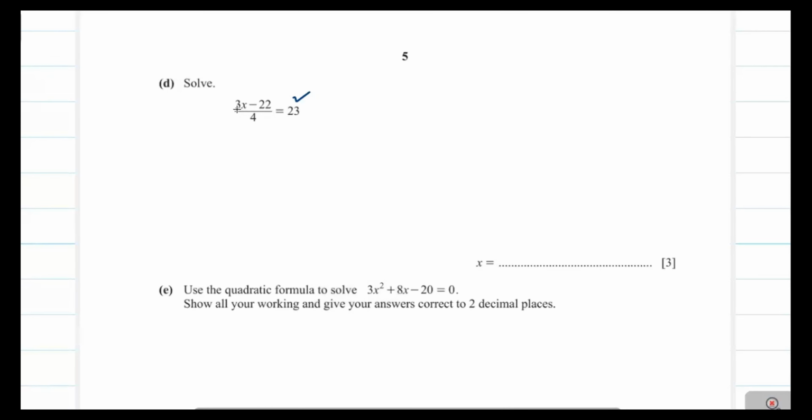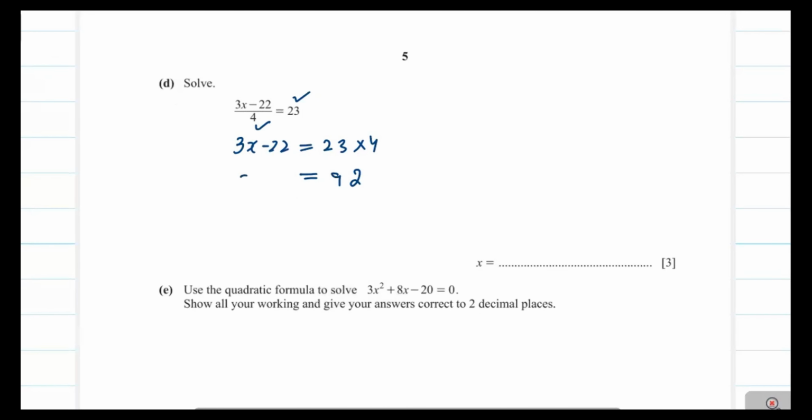Now part D, solve 3x minus 22 over 4 equal to 23. We can write it as 3x minus 22 equal to 23 multiplied by 4. Now we get 23 times 4 is 92.